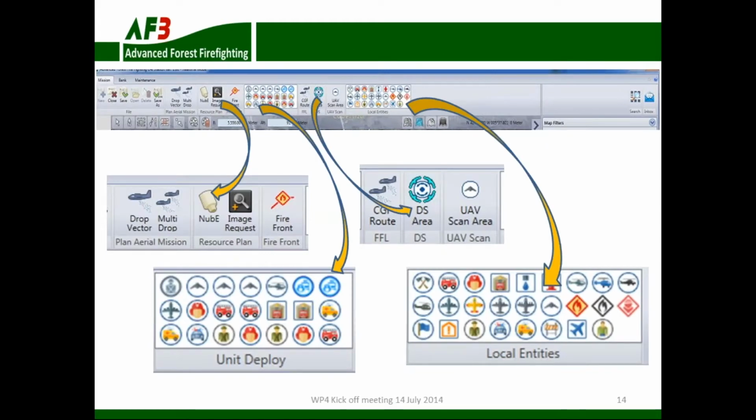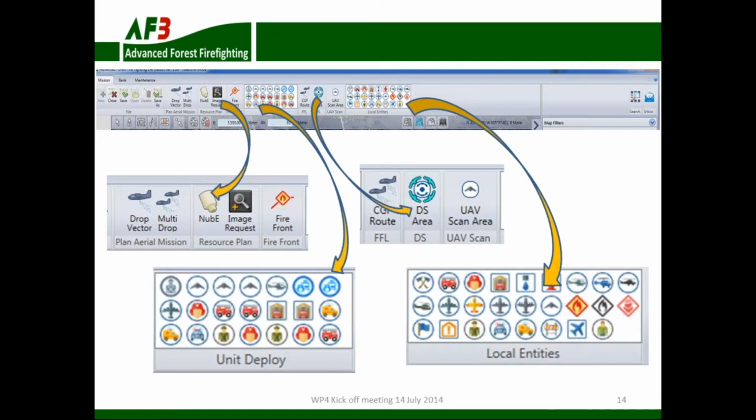The ribbon has 4 sections that we can use for affecting the system. We have the drop vector and multi-drop. In order to drop pellets, we use this ribbon and draw a rectangle on the map, and then we will see the calculation of the effect of the pellets dropping, and it will be displayed on the map. And we can select the area where we want to distribute the noob.